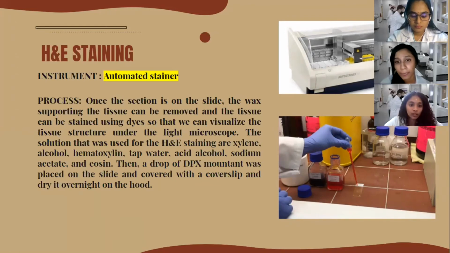Once the section is on the slide, the wax supporting the tissue can be removed and the tissue can be stained using the dyes so that we can visualize the tissue structure under the light microscope. The solutions that were used for this H&E staining are xylene, alcohol, and hematoxylin, tap water, acid alcohol, sodium acetate, and eosin. Then a drop of DPX mountant was placed on the slide and covered with a cover slip and dried overnight in the hood.